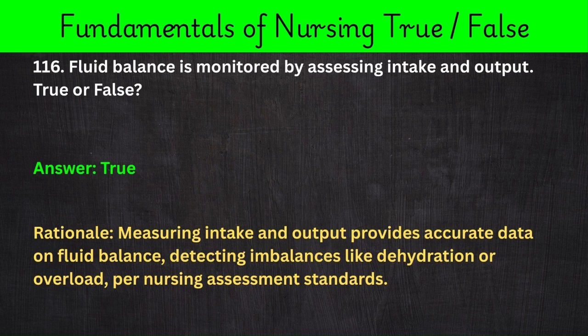116. Fluid balance is monitored by assessing intake and output. True or false? Answer: true. Rationale: Measuring intake and output provides accurate data on fluid balance, detecting imbalances like dehydration or overload, per nursing assessment standards.